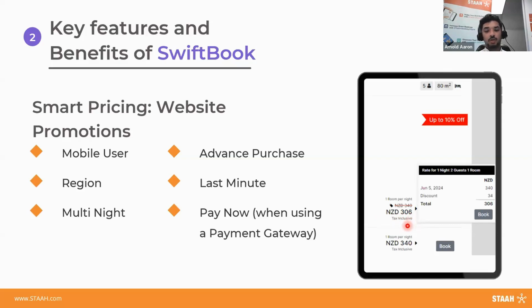And further, when you put your mouse over the price, what it is going to show you is that the original price was $340 or whatever the price is for that specific day. It will then show you the discount amount that the customer is getting, and then finally the room booking value is 306 or whatever the final amount is.